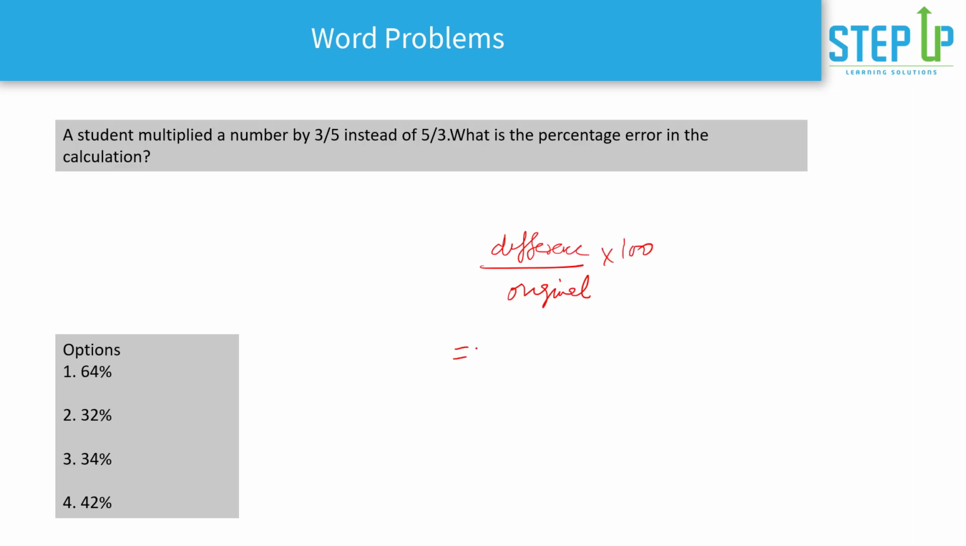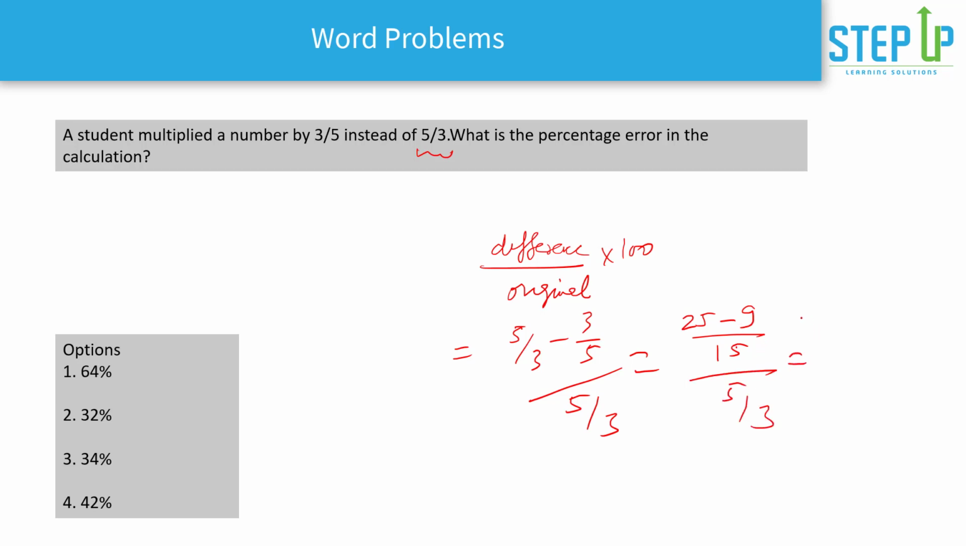So what would this mean? What is the difference? So he multiplied by 3 by 5. He had to do it by 5 by 3. So let's say 5 by 3 minus 3 by 5 upon what is the original? Original was instead of 5 by 3. That means he had to do it 5 by 3. So 5 by 3 in the base. Now how much would this be? Simple LCM. So how much this becomes? This becomes 15. 15 divided by 3, 5, 5 into 5, 25. 25 minus 15 by 5, 3, 3 into 3, 9. So upon 5 by 3, or you can also put it as this is 25 minus 9, 16 by 15.